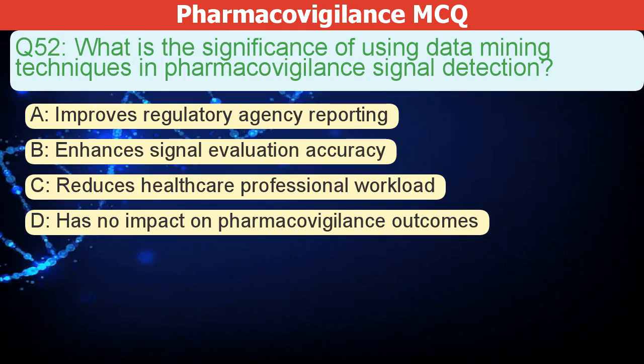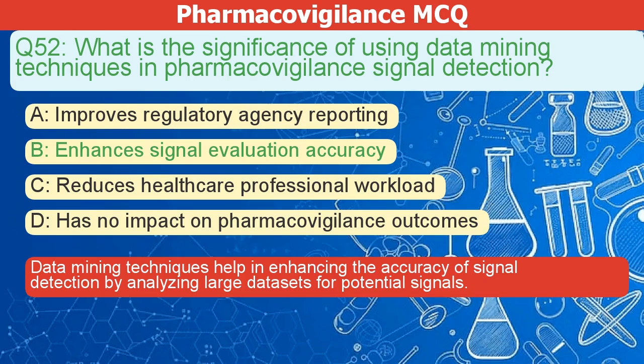What is the significance of using data mining techniques in pharmacovigilance signal detection? A. Improves regulatory agency reporting. B. Enhances signal evaluation accuracy. C. Reduces healthcare professional workload. D. Has no impact on pharmacovigilance outcomes. The correct answer is B. Data mining techniques help enhance the accuracy of signal detection by analyzing large datasets for potential signals.